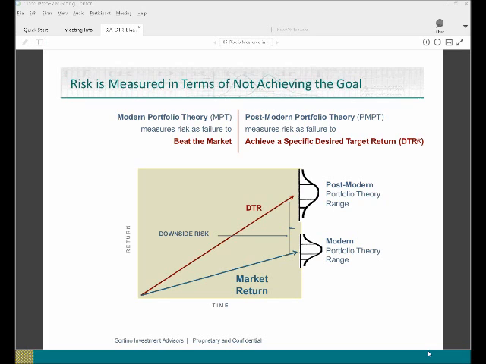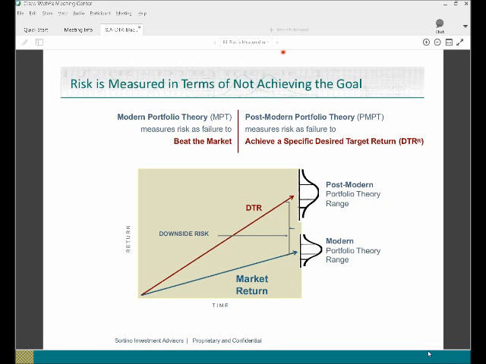So how should we measure risk and return? Well, the way that modern portfolio theory measures risk is that distribution there at the bottom where it says modern portfolio theory, that is tighter than the distribution up above for postmodern portfolio theory, indicating that it is less risky. However, if what you have to earn at minimum in order to achieve that payout is that red line, the desired target return line, then returns that fall below that desired target return line incur risk. And the farther they go below, the greater the risk.